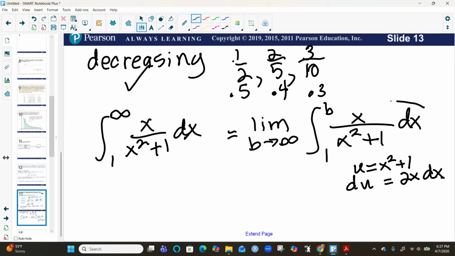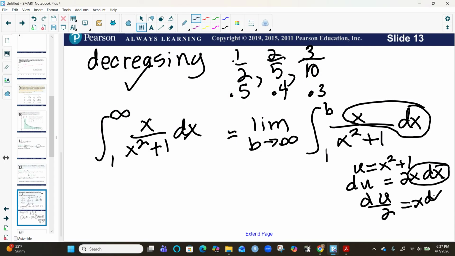And you can see that I have that x dx right here. Okay, so that du over 2 is x dx. But remember, when I do u substitution, I also have to change my bounds. So my first u is going to be 1 squared plus 1. And my second u is going to be b squared plus 1, which is just b squared plus 1.